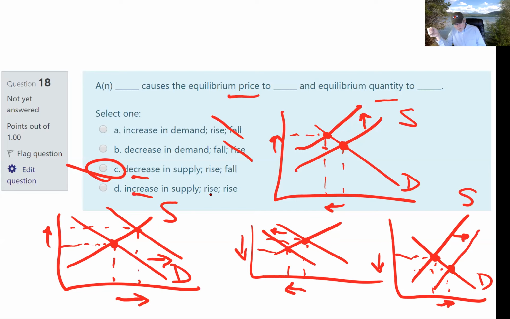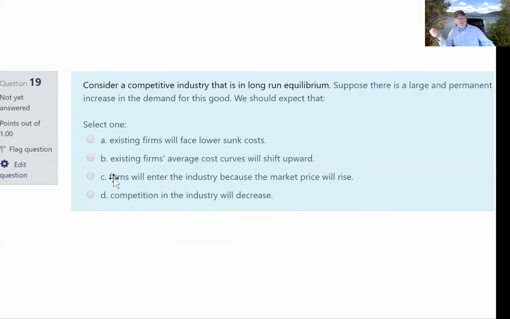Increase in supply causes the price to rise. No, it causes it to go down. That is not correct. So option C is the only correct answer. A question like this does require you to do a lot of work, but it's not hard work. If you take it one step at a time, you will get the right answer. It's not guesswork.